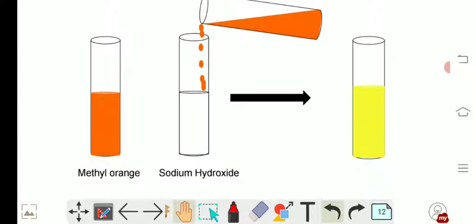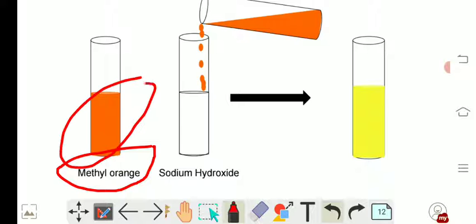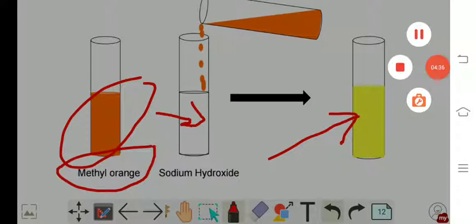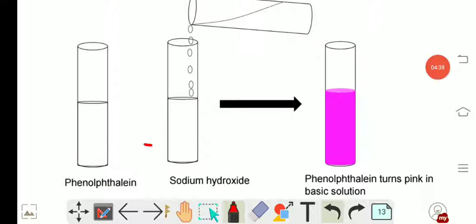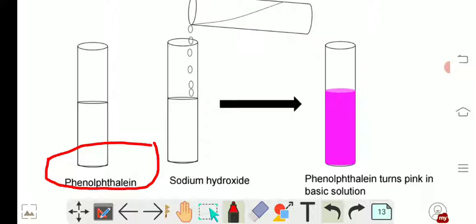This is methyl orange. Methyl orange is a type of indicator. When methyl orange comes in contact with sodium hydroxide, then the methyl orange turns yellow in color. We have another indicator. This is phenolphthalein. Phenolphthalein is a colorless indicator. When it comes in contact with sodium hydroxide, then phenolphthalein turns pink in color.